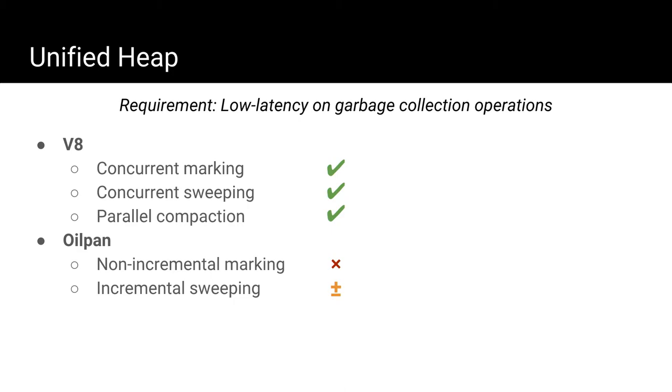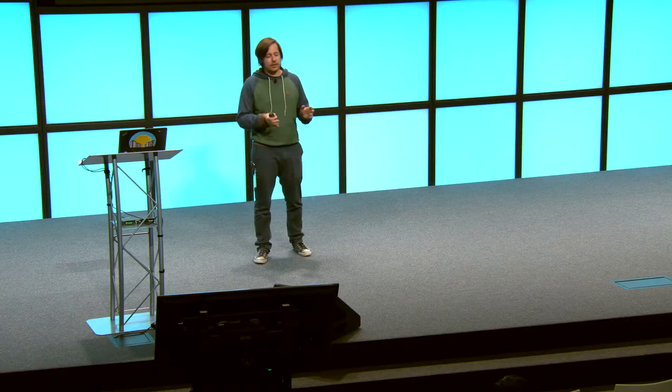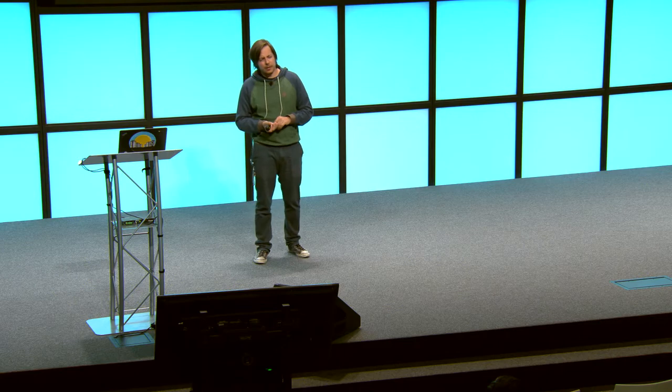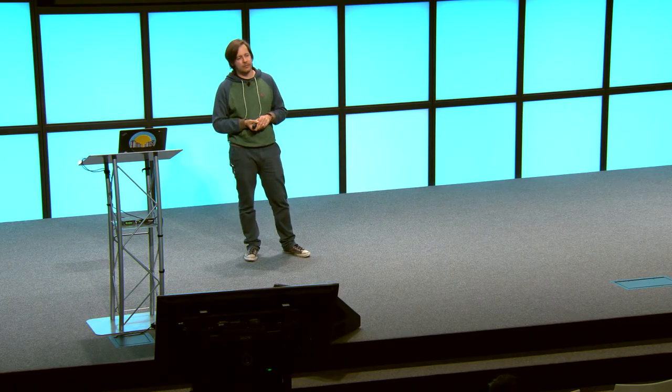And we have incremental sweeping. We can live with incremental sweeping because we can hide that somewhere in idle time, and it kind of spreads out over the execution time, so that's fine. We cannot live with non-incremental marking. We have optimized V8's garbage collector to be sub-millisecond, and we just cannot add, in worst cases, like 20 milliseconds marking time just to do this unified garbage collection. So we need to do something there.